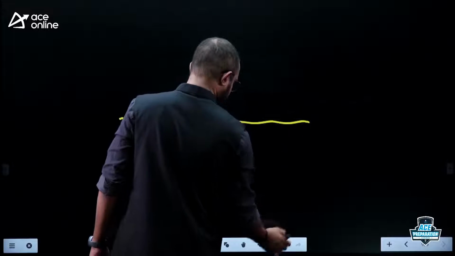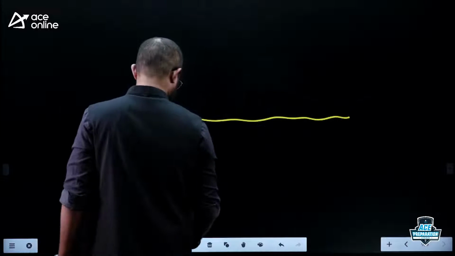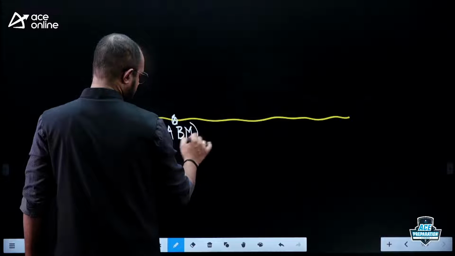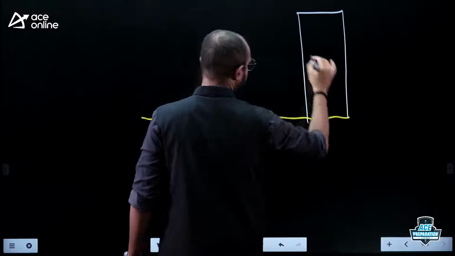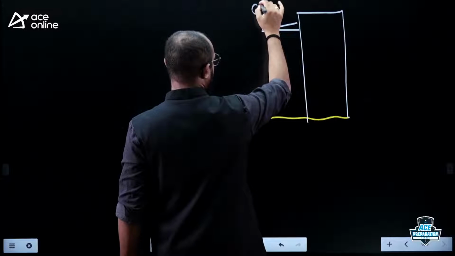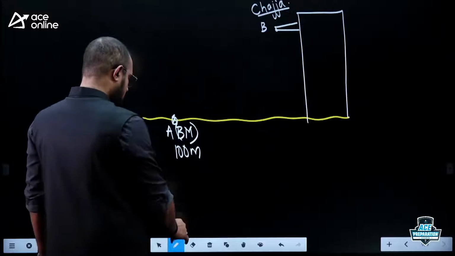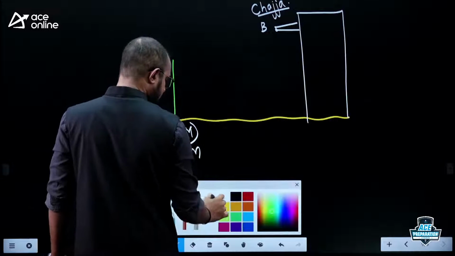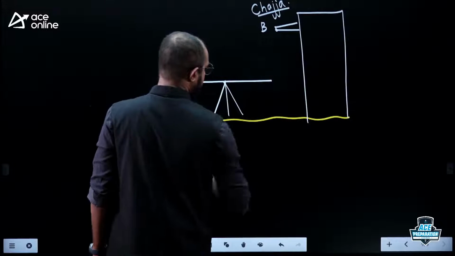Imagine that this is the ground condition you have. This is a point A, which I'll call a benchmark with a reduced level of 100 meters. You have a building here. This is the sunshade level of the building, sometimes called the chajja of the building. You might have come across that terminology. We need to find the elevation of that particular point. First, to find the height of the instrument, we need to take the backsight reading on point A. Do your temporary adjustment, and the line of sight will come like this.